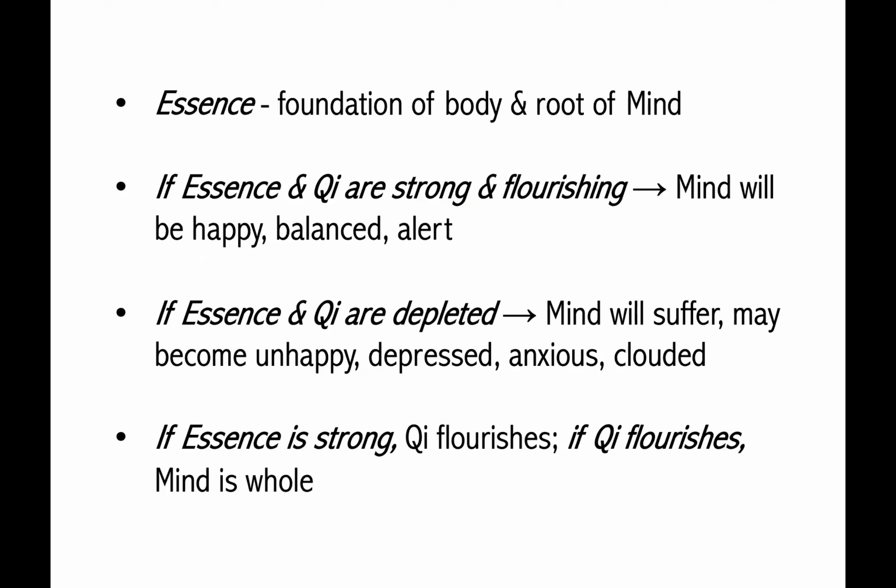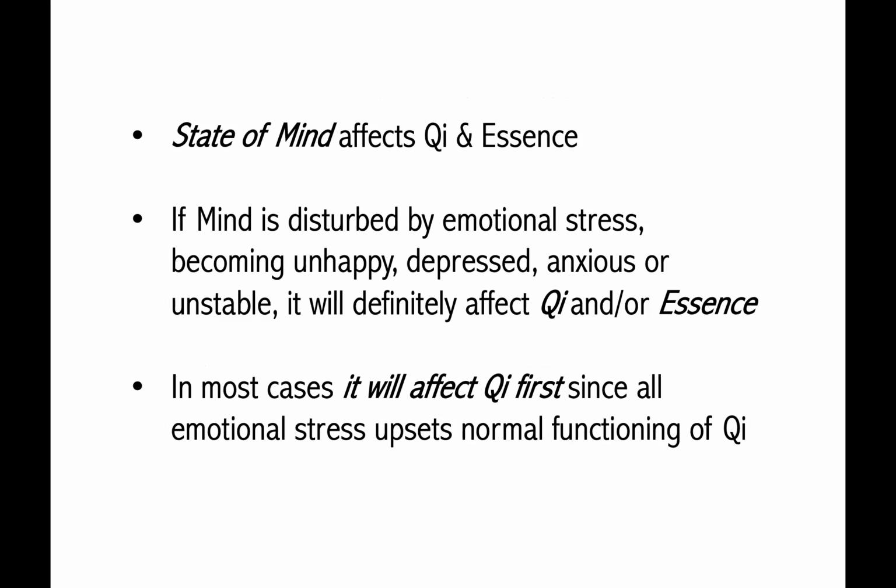Essence is the foundation of the body and the root of the mind. If essence and chi are strong and flourishing, the mind will be happy, balanced, and alert. If essence and chi are depleted, the mind will suffer, and may become unhappy, depressed, anxious, and clouded. If the essence is strong, chi flourishes. If chi flourishes, the mind is whole. The state of mind affects the chi and essence. If the mind is disturbed by emotional stress, becoming unhappy, depressed, anxious, or unstable, it will definitely affect the chi and or the essence. So all 3 will affect each other.